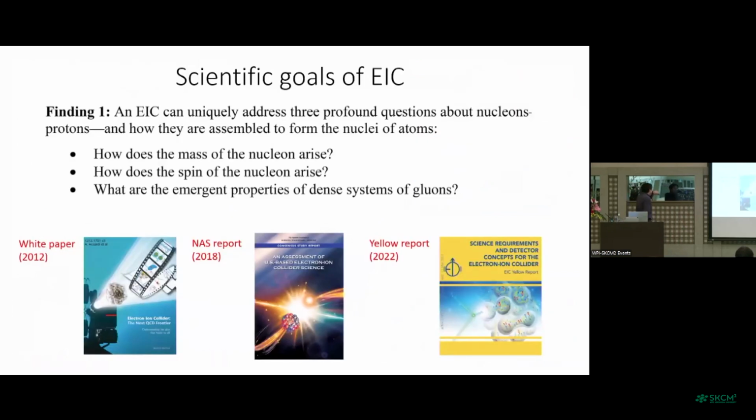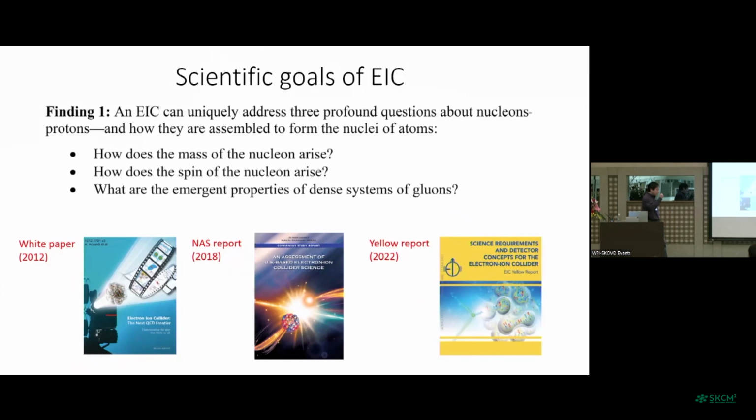So here quickly are the main physics goals of the EIC, which were articulated in the National Academy of Sciences report in 2018. The committee found the 3 most important questions to be addressed at the Electron-Ion Collider. Number 1, how does the mass of the nucleon arise? Number 2, how does the spin of the nucleon arise? I already explained that. And number 3, which I haven't mentioned: what are the emergent properties of dense systems of gluons?